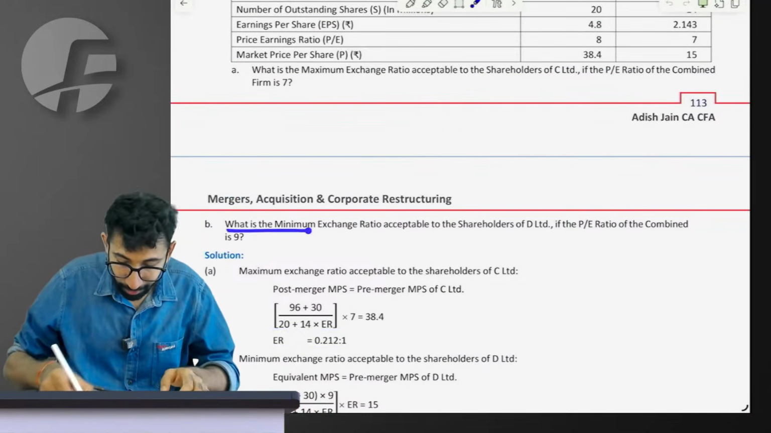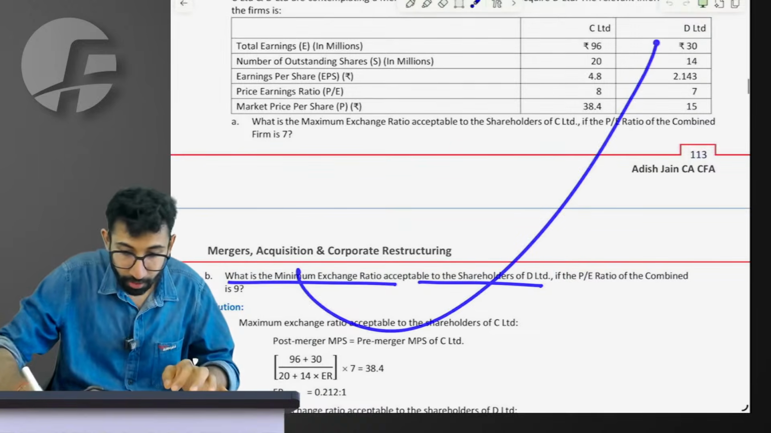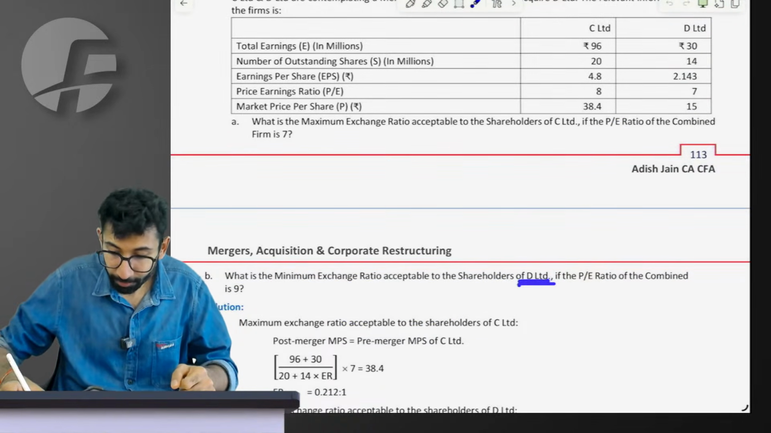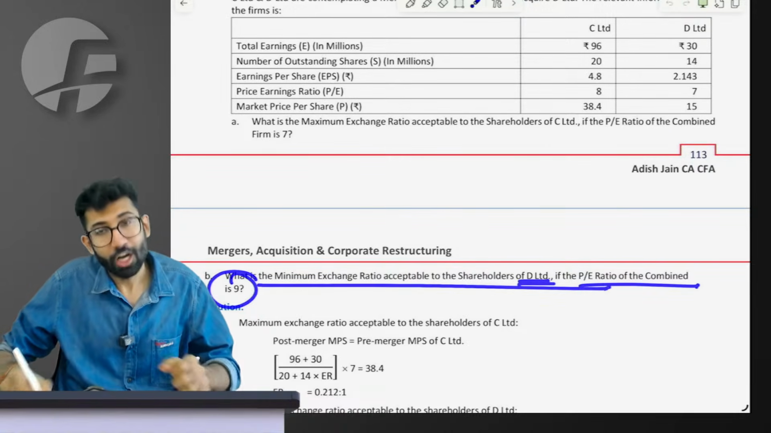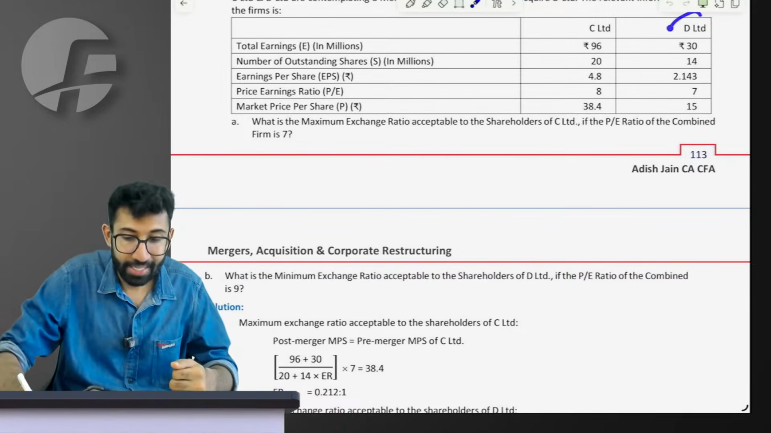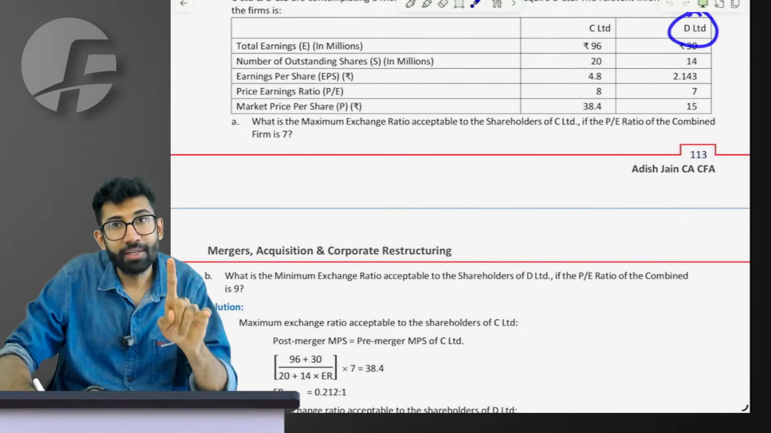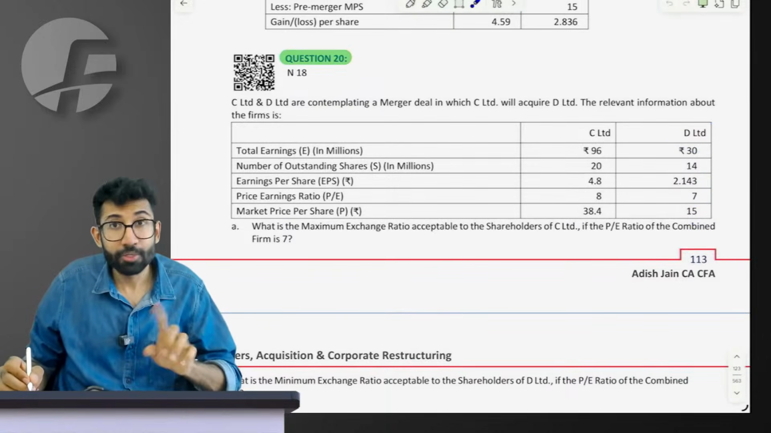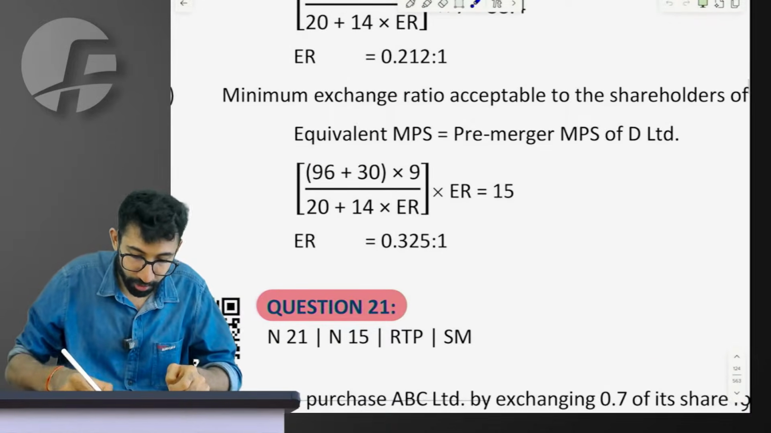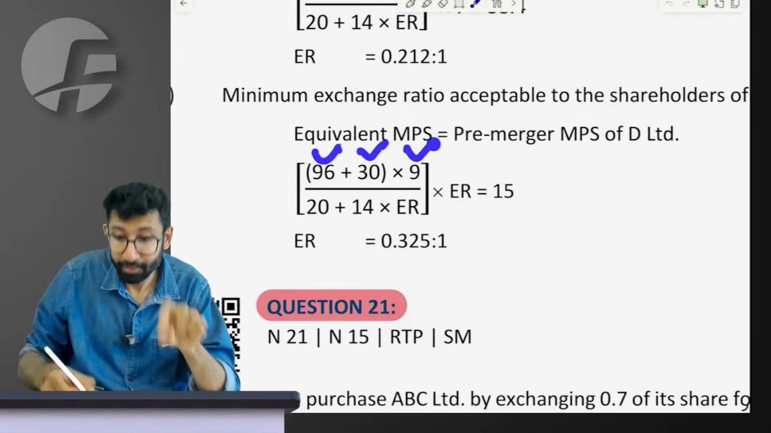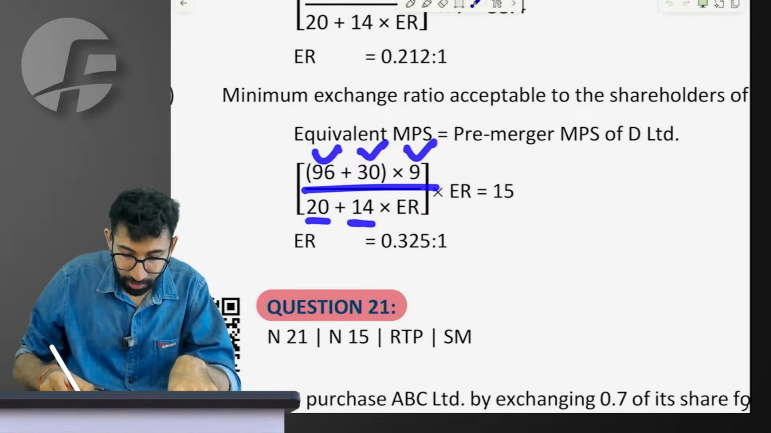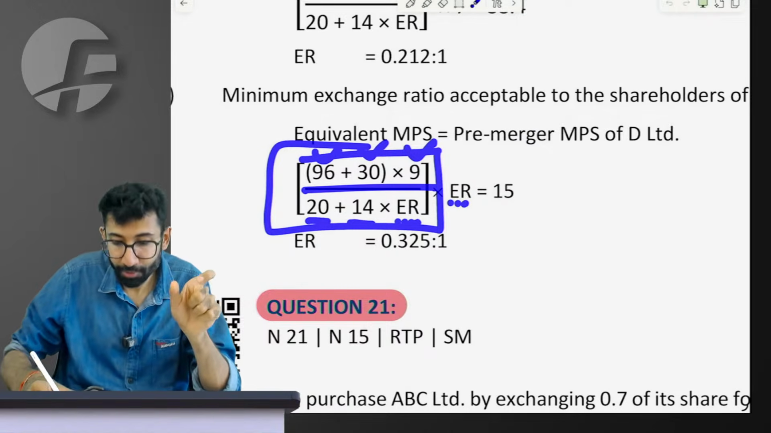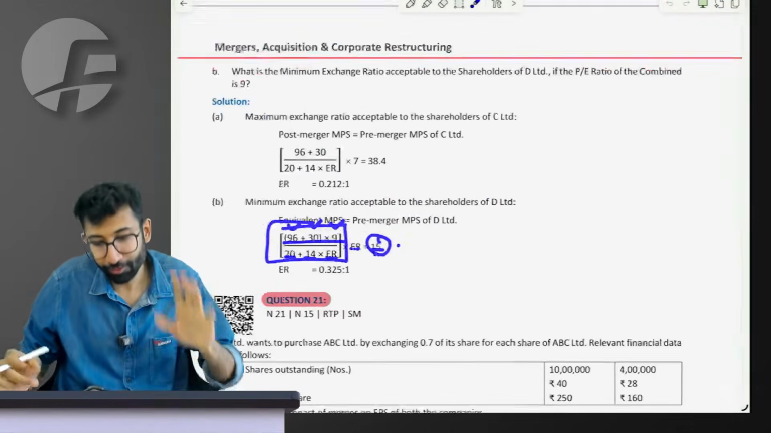Similarly, what is the minimum exchange ratio acceptable to D? Who tells you the minimum? It is D Limited which tells you the minimum. And if the combined P/E ratio is 9, how much is the minimum that you want as D? D will say the equivalent MPS should be at least equal to pre-merger MPS. Equivalent MPS is post-merger MPS into the exchange ratio. What is post-merger MPS? My PAT, your PAT into the P/E of 9, divided by my shares plus your 14 shares. I'll give you such an exchange ratio that post-merger MPS into the exchange ratio, the equivalent MPS, is at least equal to the pre-merger MPS of 15.